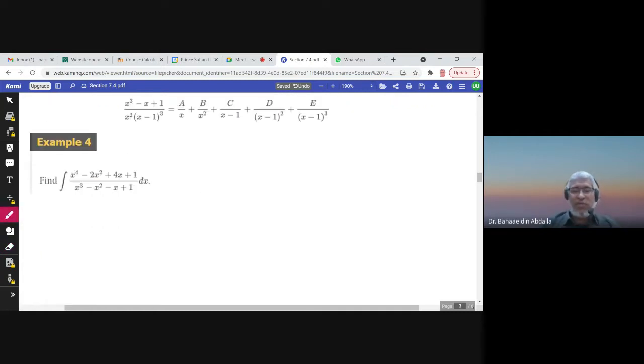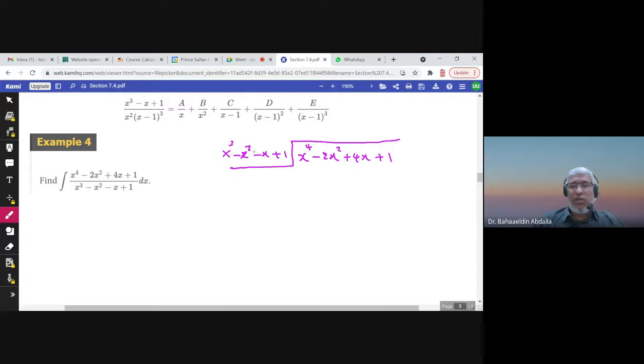Let us solve this example. Well, notice here that the degree of the numerator is 4 and the degree of the denominator is 3. So this is an improper rational function. Improper integrals are something else. And we have to use long division. Write in standard form, large powers first. Now x to the power 4 divided by x to the power 3 is x.